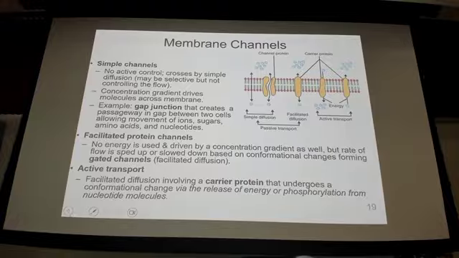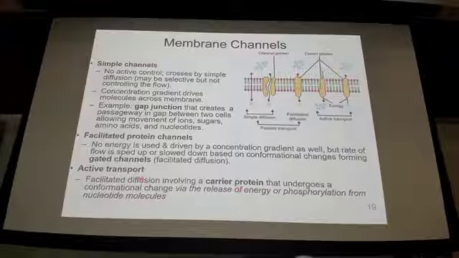And the membrane channels, again, just like the different types of transport, you have simple channels. They have no control. They require no energy. It's just molecules going from high to low concentration. They can be selective for particular molecules. Aquaporins are an example of a simple channel. Aquaporins are found in the kidney and red blood cells, and they help the body maintain water homeostasis.